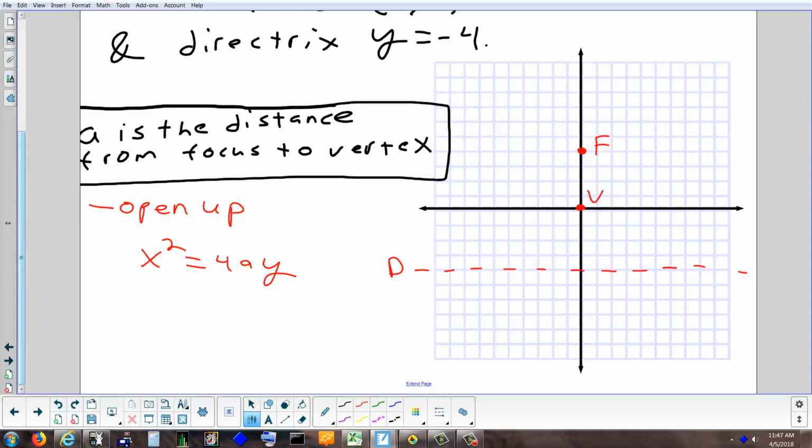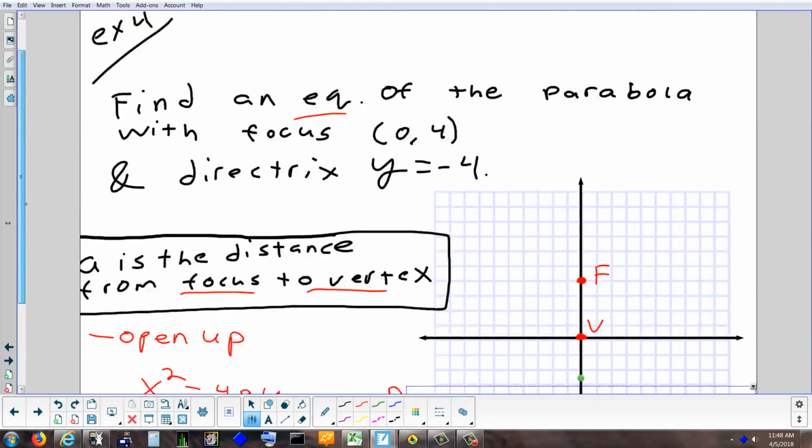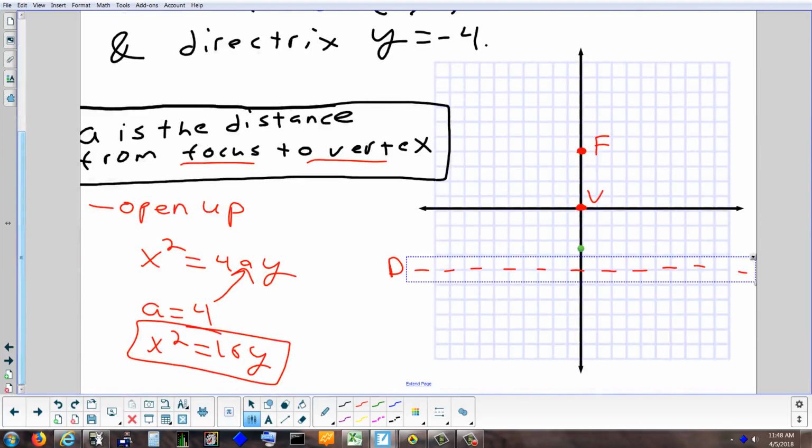So look at the distance from the focus to the vertex. Vertex, focus. What's the distance? Is it 4? 4. What's the distance from the vertex to the directrix? 4. Should always be the same. They're halfway between each other. So a is 4. Fill it in. And that's our answer. So x squared equals 16y. And that's it. That's the equation. Any questions on that one?